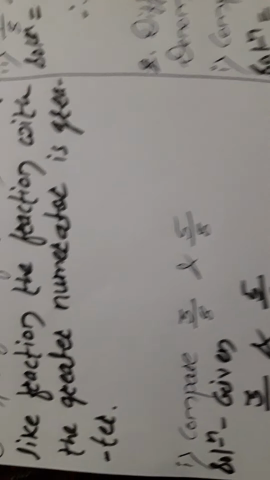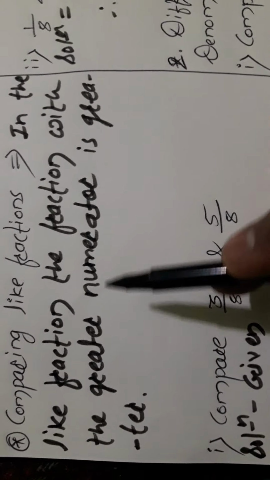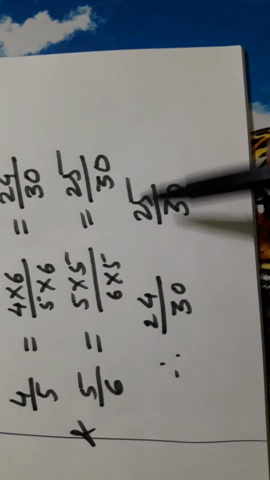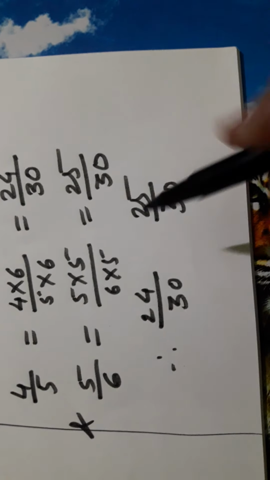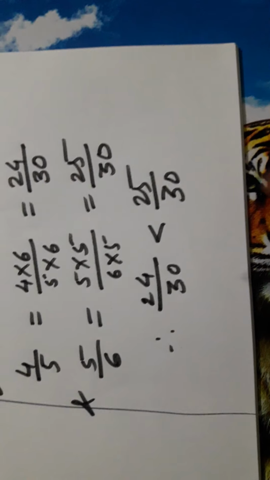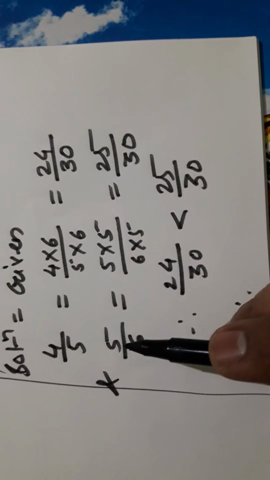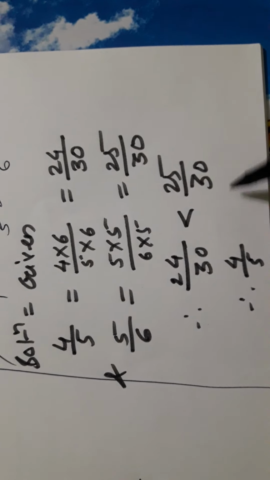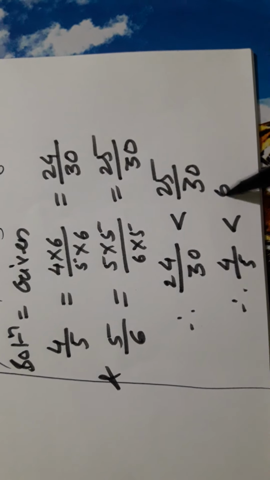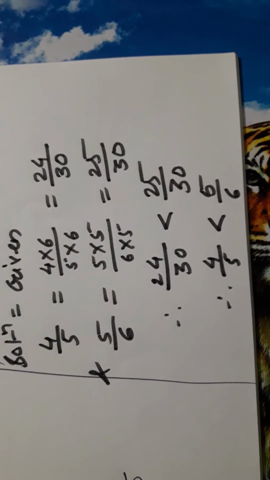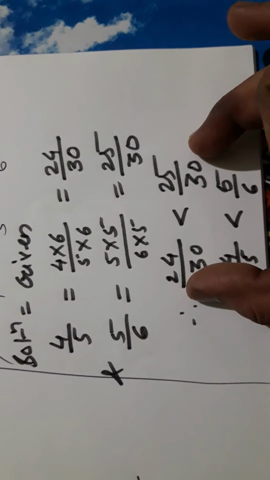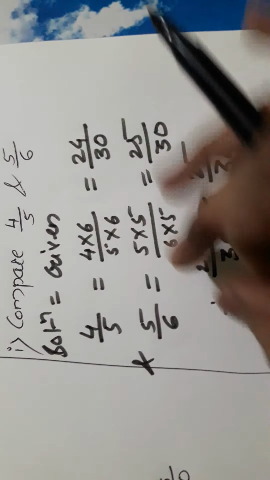If those are like fractions, then what I told you, I will come over here once again: the greater numerator is the greater fraction. See here, whose numerator is greater? 25 is greater, so this fraction will be greater. Which one is this? The second fraction, which we have converted into this form. So we can write 4 upon 5 is less than 5 upon 6. Do you understand?